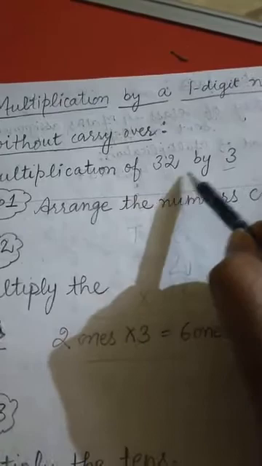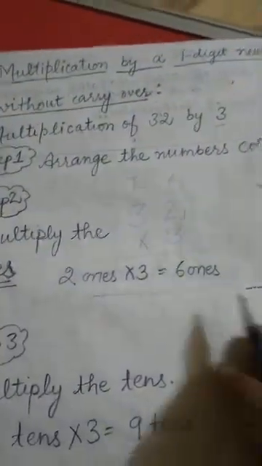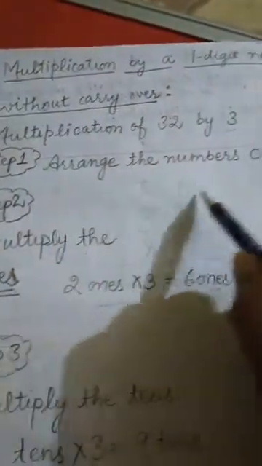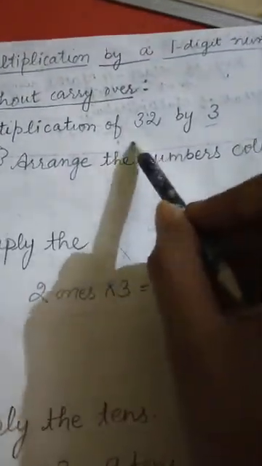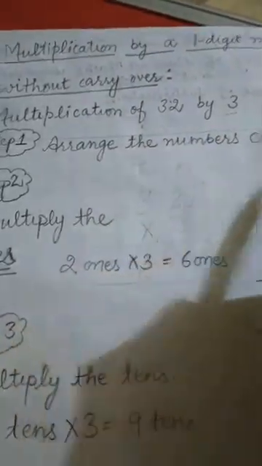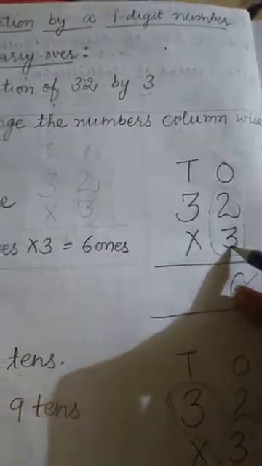Multiplication of 32 by 3. This is the example given to us. We will solve this step by step. First step is to arrange the numbers column wise. Firstly, we will arrange 32 and 3 according to their places. What are the places? Ones and tens. We will write 32 according to the places and multiply by 3.